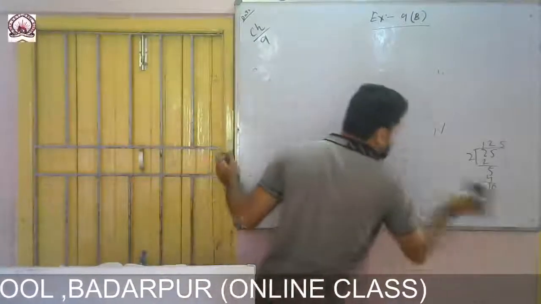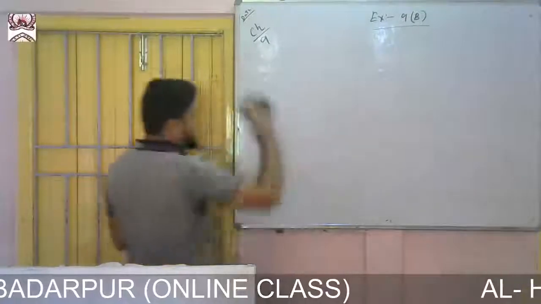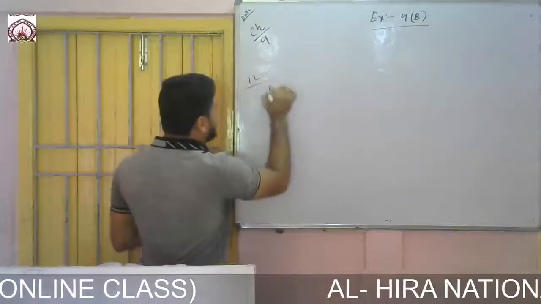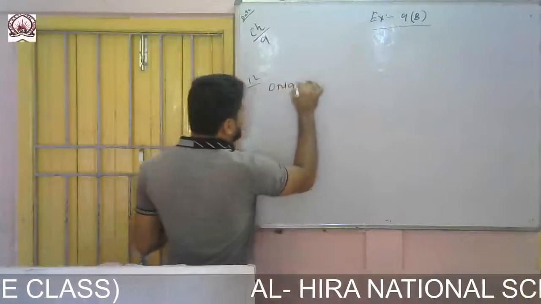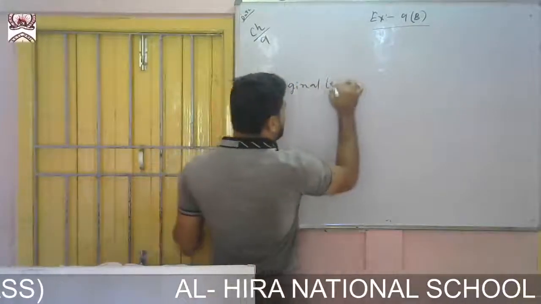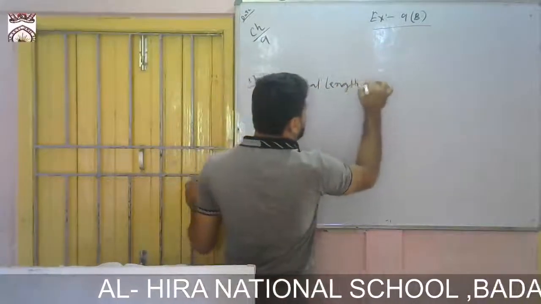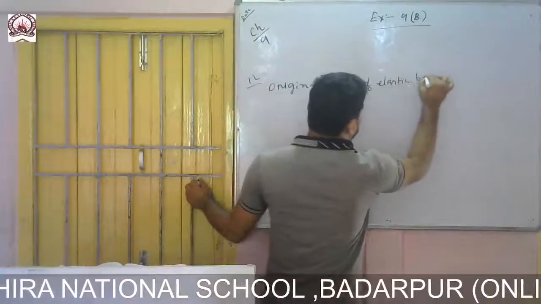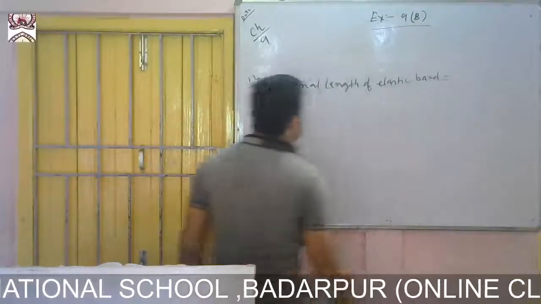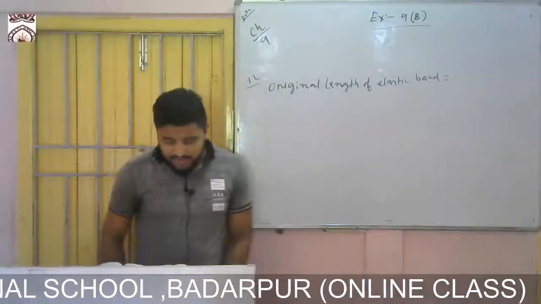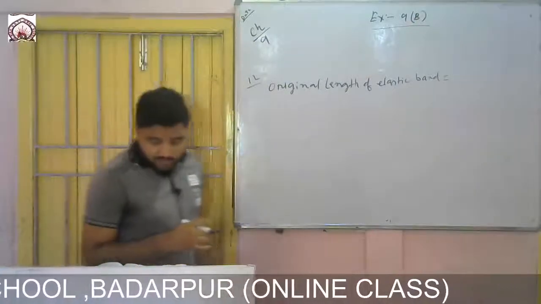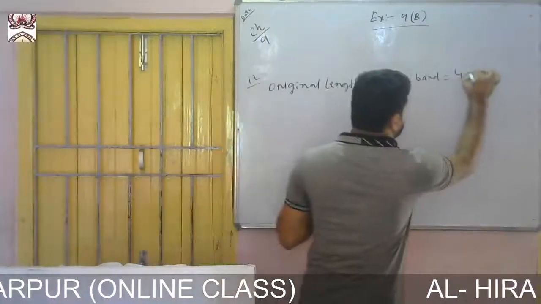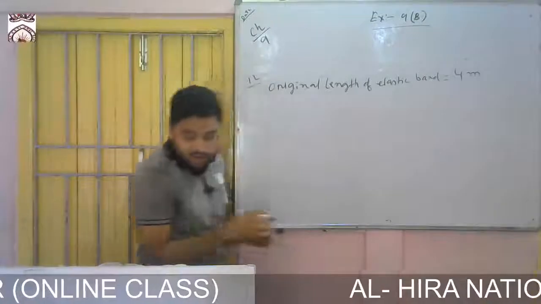Question number 11 you practice, it is easy. It's like question number 9 and 10. Okay. So question number 12, what is there? Write: original length of the elastic band equals to what? Original length of the elastic band was what? 4 meter. It is given, 4 meter.